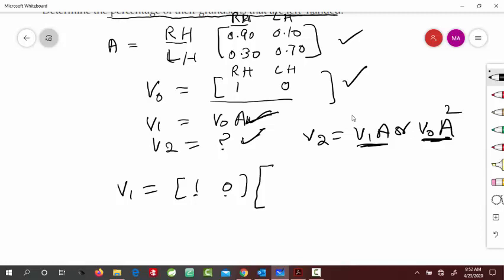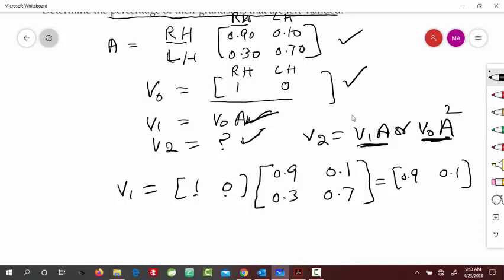And then similarly A is 0.9, 0.1, 0.3, 0.7. When I multiply them, this would turn out to be 0.9, and then 0 times 0.3 is 0, 0 plus 0.9, and 0.1. So this is the percentage of sons. Again, this would be right-handed and left-handed. So 90% of the sons would be right-handed and 10% would be left-handed.